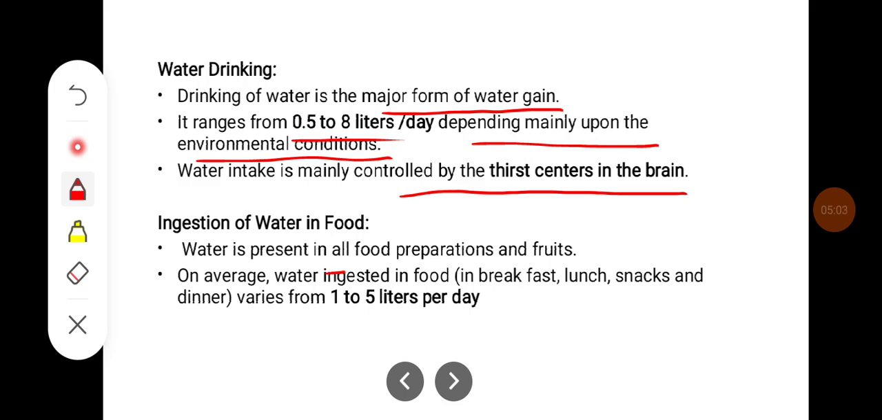Water is present in all the food preparations and fruits. On an average, water ingested in food, that is in breakfast, lunch, snacks, and dinner, varies from 1 to 5 liters per day.